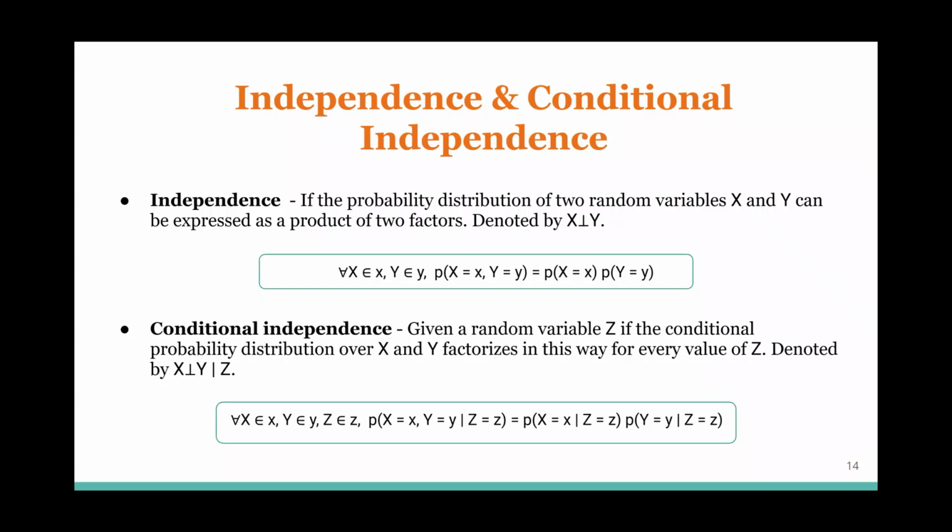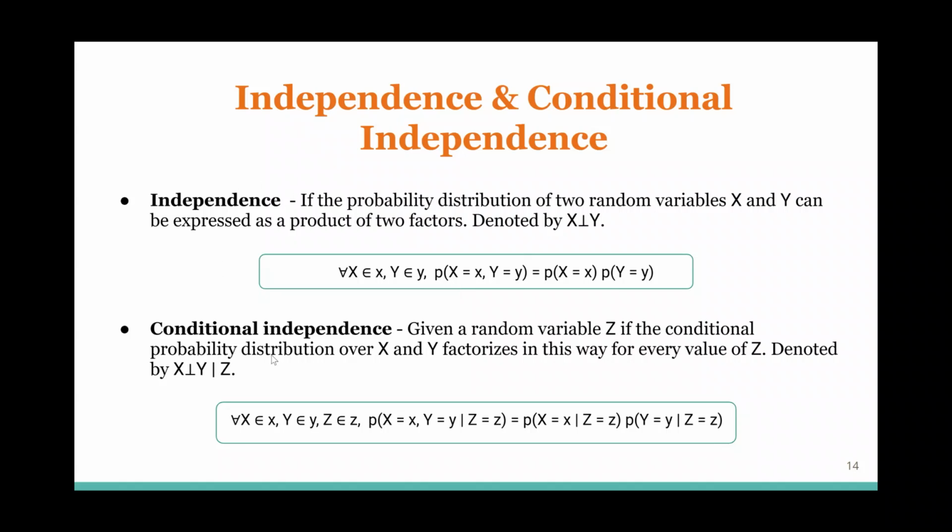This is again straightforward. It's assuming independence of probability. So the occurrence of one distribution does not affect the probability distribution of another random variable. In that case, we can express the joint probability distribution in terms of two factors. And it is denoted by the symbol for independence.